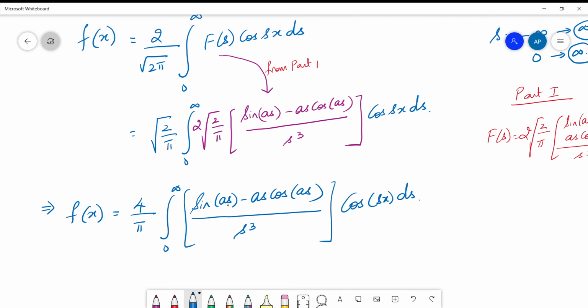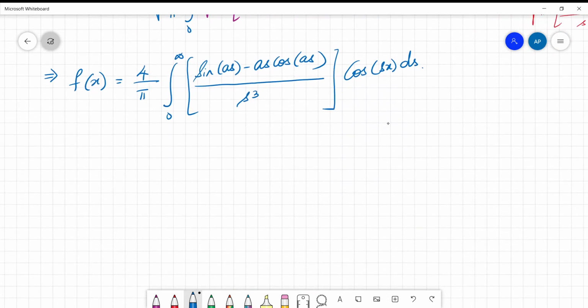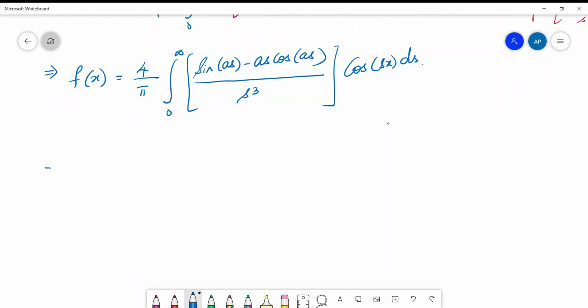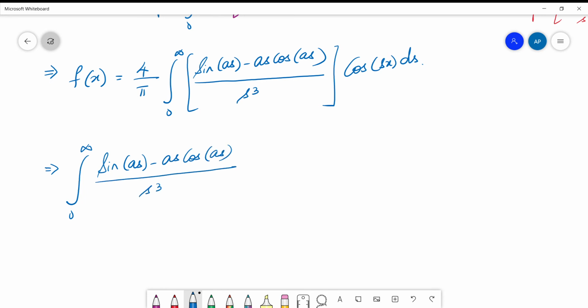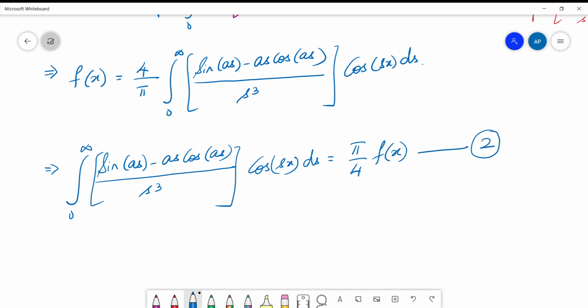Okay. Now let me keep this as it is. I will keep the integral on one side and the remaining terms on the right side so that I make use of it to declare the result as it is required in our problem. So the integral of sine as minus as cos as by s cube into cos sx ds is equal to, take that 4 by pi to the other side, it becomes pi by 4 into f of x. I call this equation number 2.